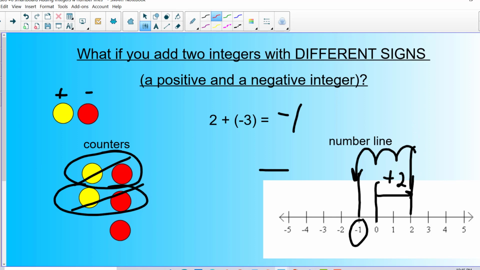Look right here. In this part, we had 2 zero pairs, right? It went +2 and then back 2, -2. Now we had 1 extra negative, right? So that's what made it so it wasn't 0 and it was instead -1.